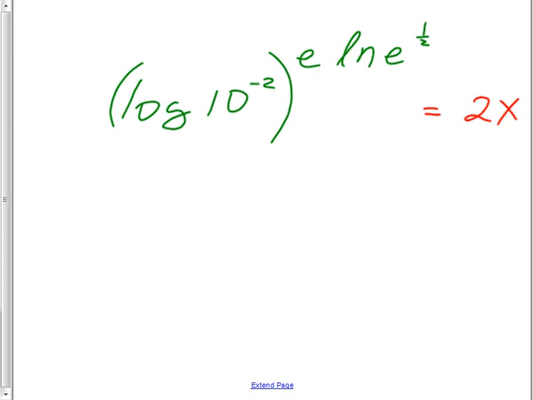Solve. It's really not that hard once you find the green part. I'll pause for a second while you. This is E times ln E to the power of 1/2.